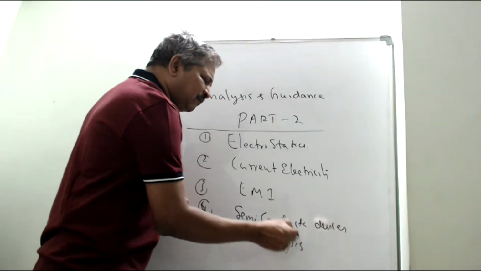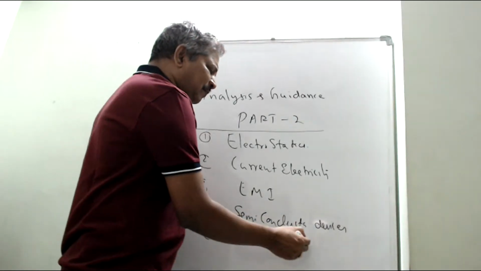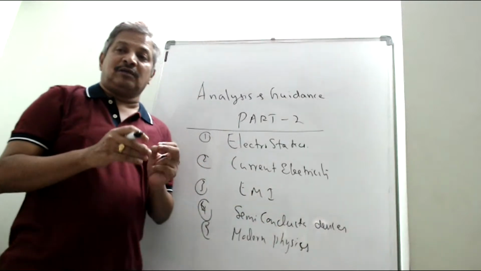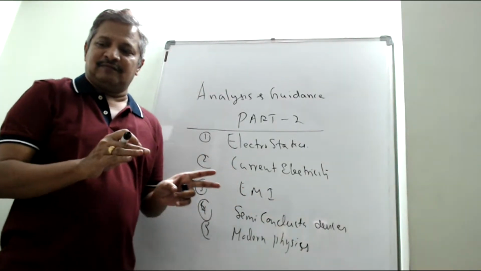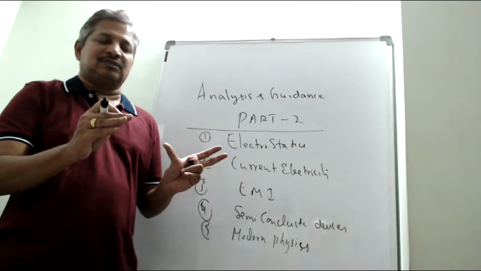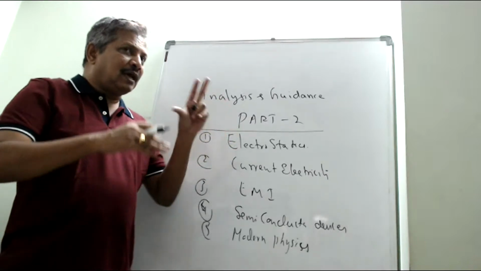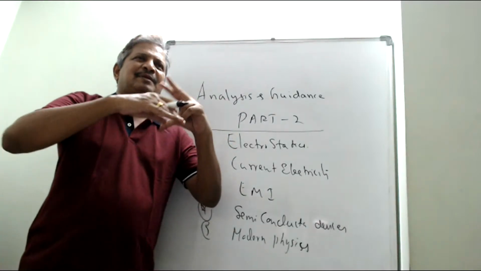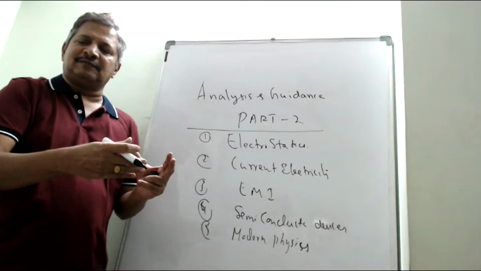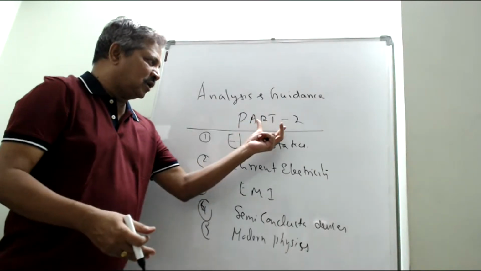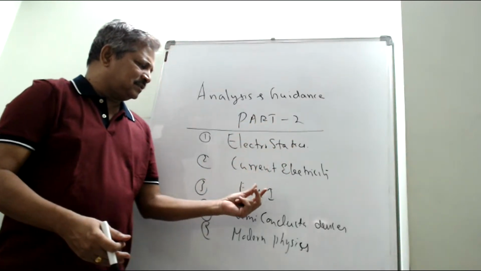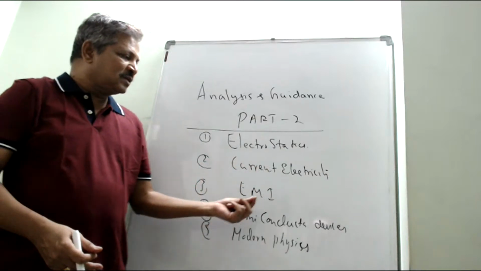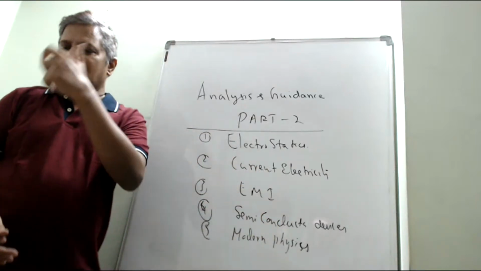So a few people may feel that different types of topics may be easy. That is different. I am talking overall, in general, about the majority of the students. So electrostatics, I am talking about the chapter. A compulsory question has come in the last 3 years, and it is also easy to hard. Electrostatics, current electricity, EMI, electromagnetic induction, semiconductor devices, modern physics.